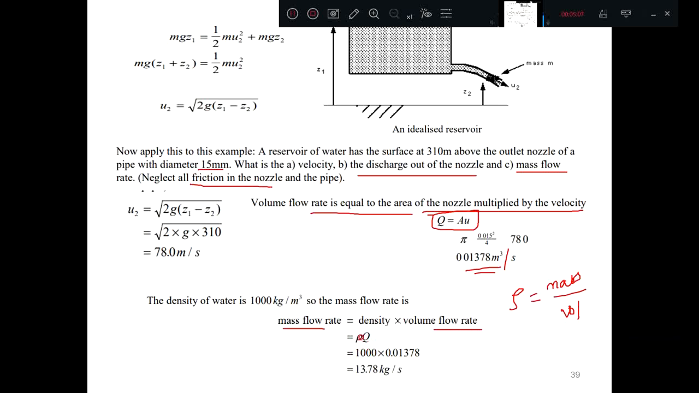Since we know the density of water, that is 1000, and we have already calculated the volume flow rate, then we can easily get the mass flow rate, that is the mass of water per second. So this is how we calculate the various parameters, that is velocity, discharge and mass flow rate. Okay.